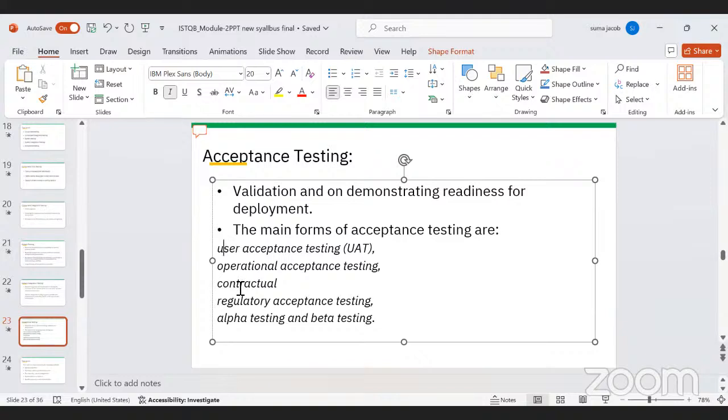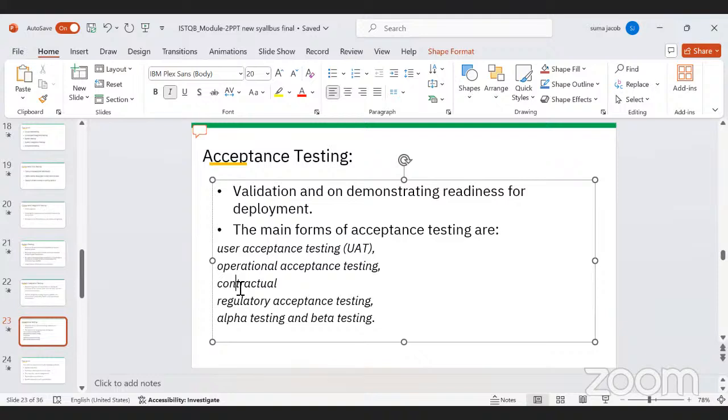And next is contractual acceptance testing. So what is contractual acceptance testing? For any product, a contract would be signed between the client and the company for developing that product, right? The client who wants to build the product, and the company who is building the product, there will be a contract signed initially for developing that application. So an acceptance criteria would be defined before signing the contract.